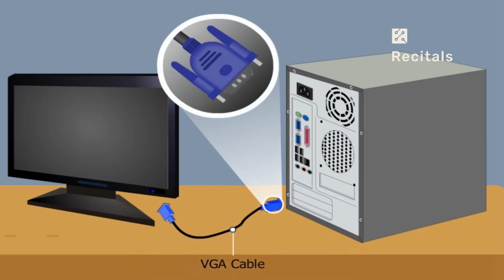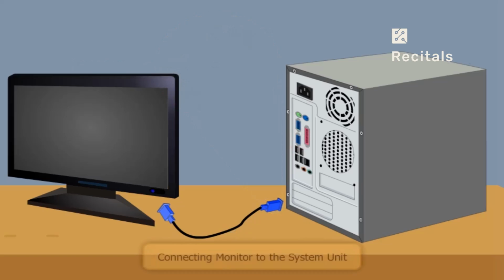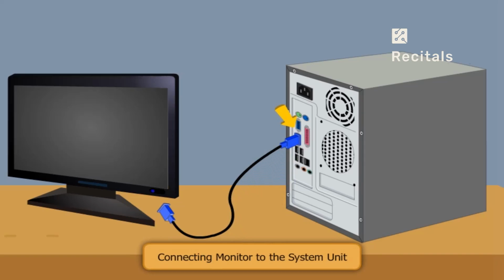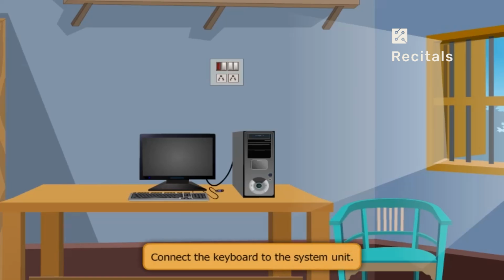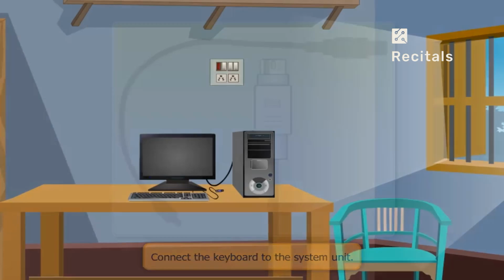This is the VGA cable of the monitor. The color of the video port and the connectors of the VGA cable is blue to make them easier to identify. Now, connect one end of the VGA cable to the video port on the system unit and the other end to the monitor. Now, we need to connect the keyboard to the system unit.